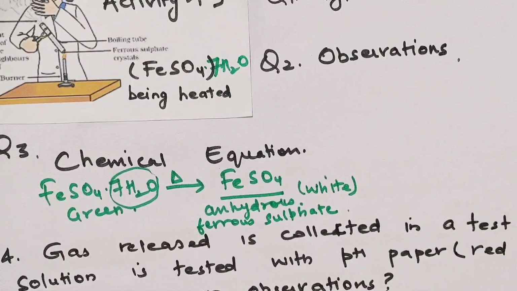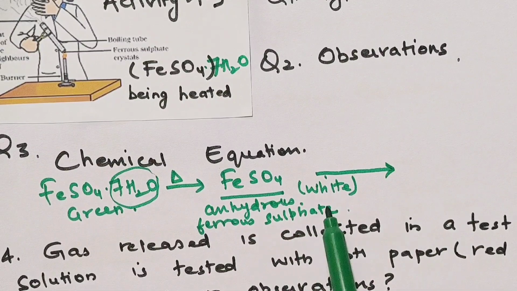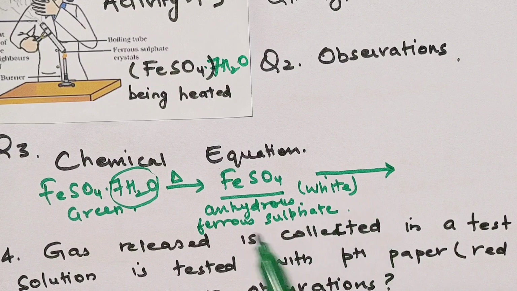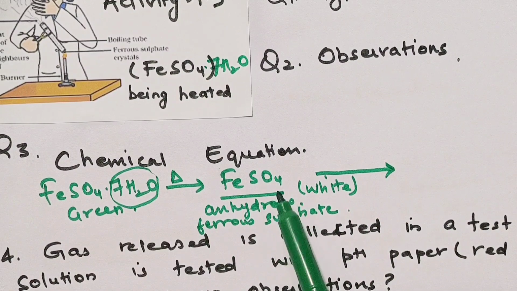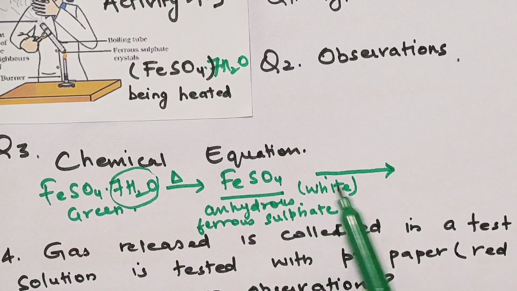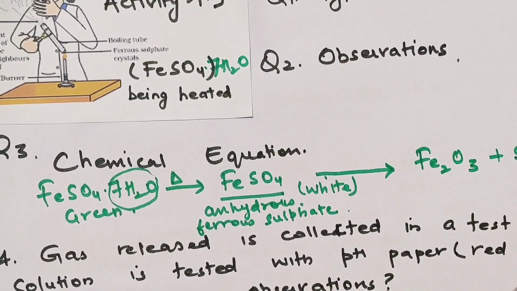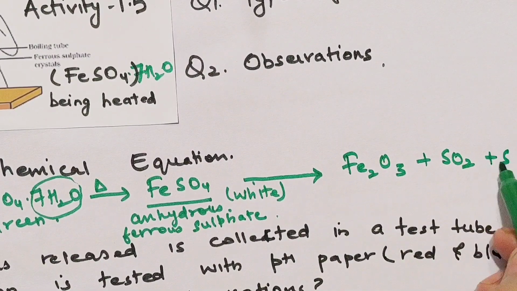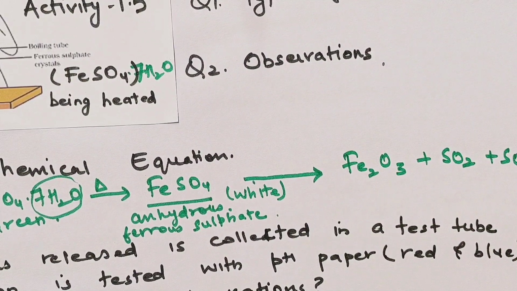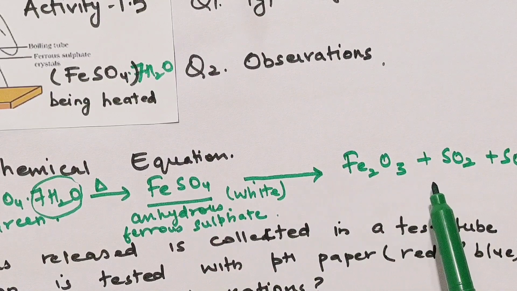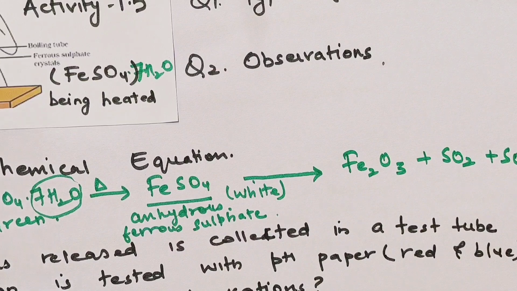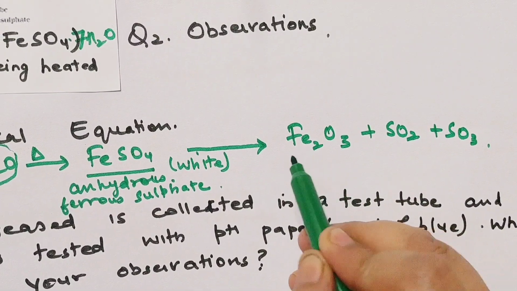Okay, moving on, if we continue heating, actually if the flame is quite high, you may not even observe this white color. It comes and goes very quickly, because as soon as anhydrous ferrous sulfate is formed, it quickly breaks down to ferric oxide and sulfur dioxide and sulfur trioxide. Okay, this is the reaction that takes place. Ferric oxide, sulfur dioxide and sulfur trioxide. Now, color of this is brown.